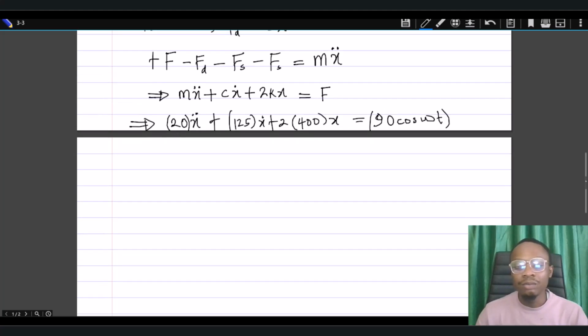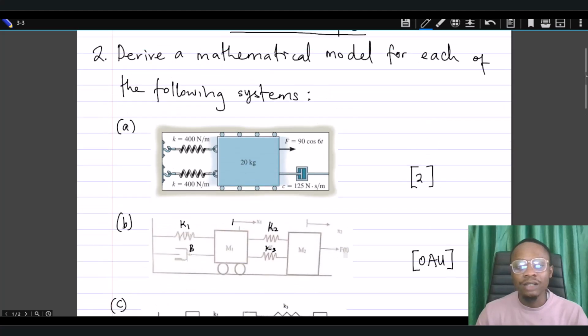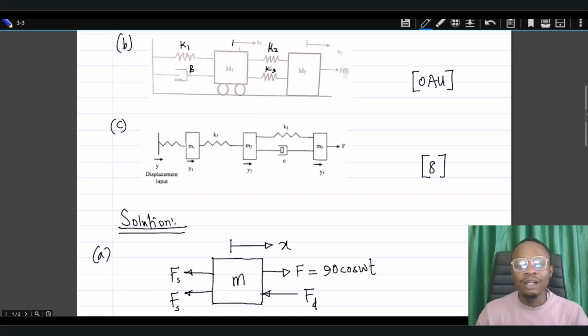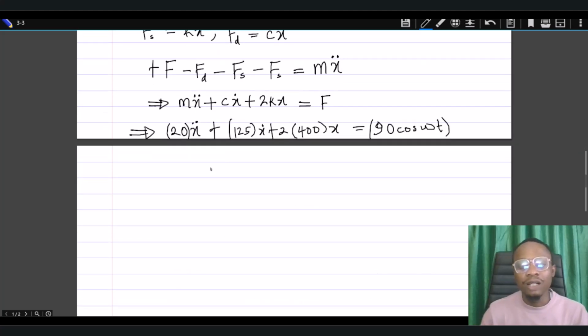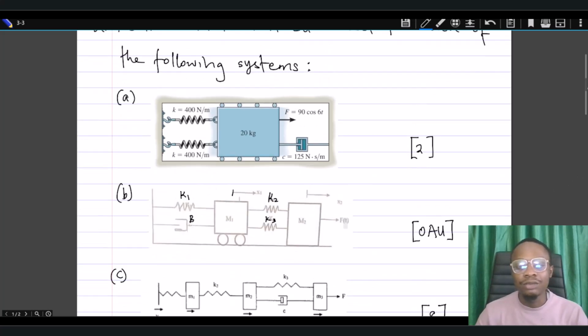We can now tidy up everything we have here and get our final expression for the mathematical model for this system. We could divide through by 20 or by 10 or whatever, but let's leave it this way anyway. So this is going to be 20 x double dot plus 125 x dot, then plus 800, so 2 multiplying 400, that is 800, multiplying x, equals 90 cos omega t. Okay, and that is all for that problem.